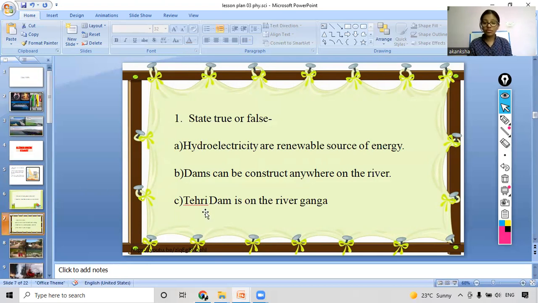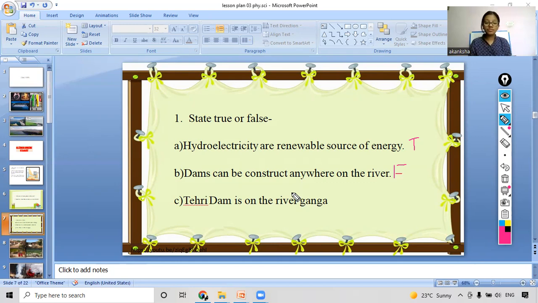Now coming to the second question. Dams can be constructed anywhere on the river. Is it true or false? I can see there is some confusion in the answers. The correct answer is false. It cannot be built anywhere on the river. It needs a specific area so that it can fulfill its purpose. That's why engineers are always careful while they build a dam. So it is a false statement.